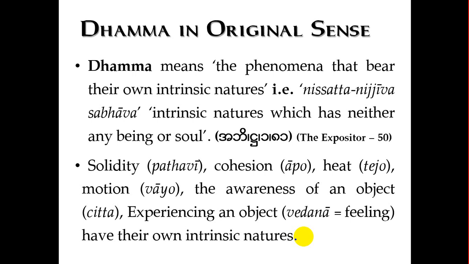These are the four great elements that every material phenomenon stems from, right? So these four material phenomena are very important. Every object, my body, the table, the buildings, everything has these four intrinsic natures. And also the awareness of an object, Citta. The intrinsic nature of Citta is the awareness of the object. When I see something, I am aware. When I hear something, my mind is aware. So its nature is awareness of the object, right?